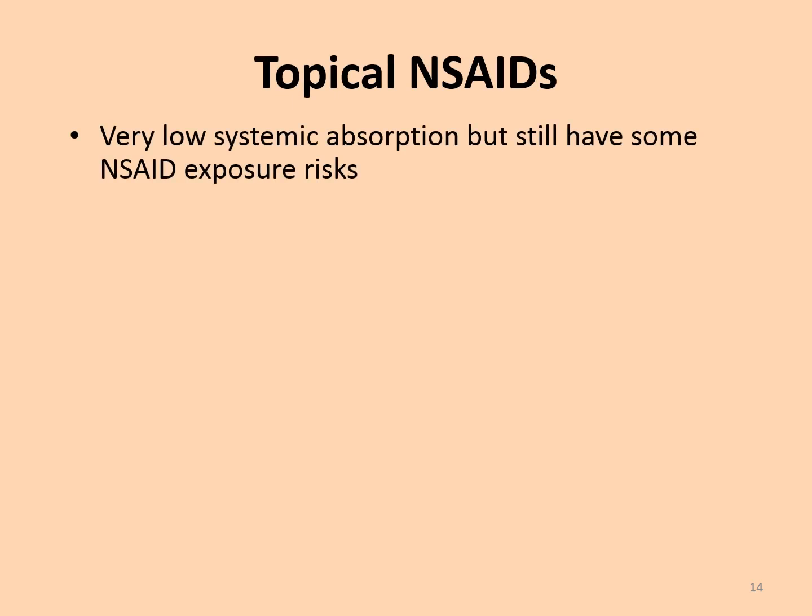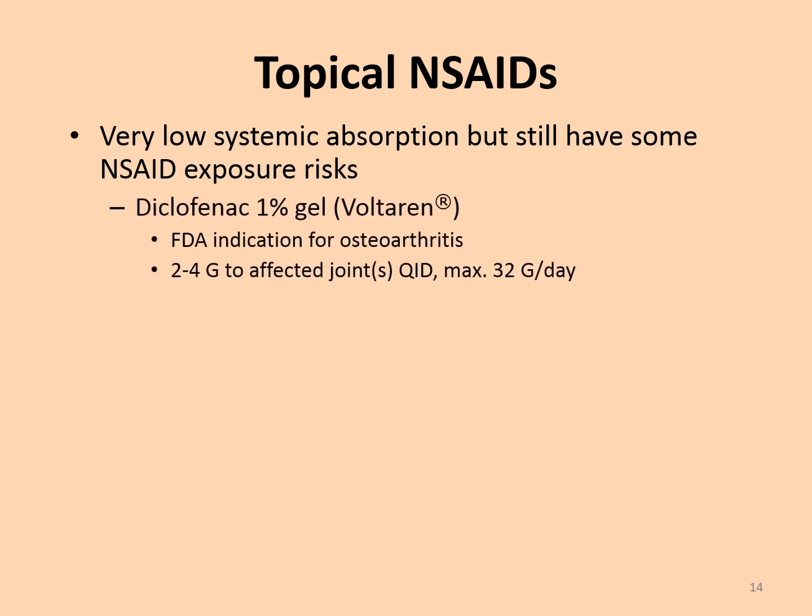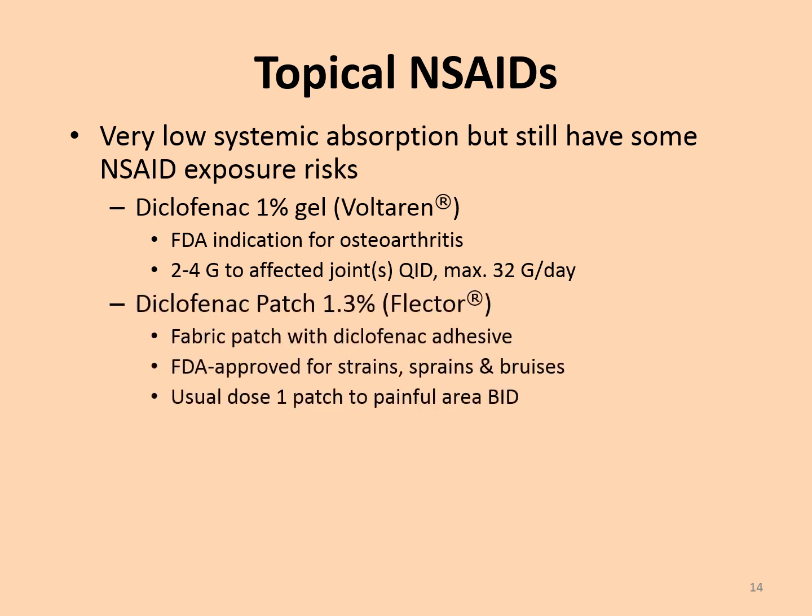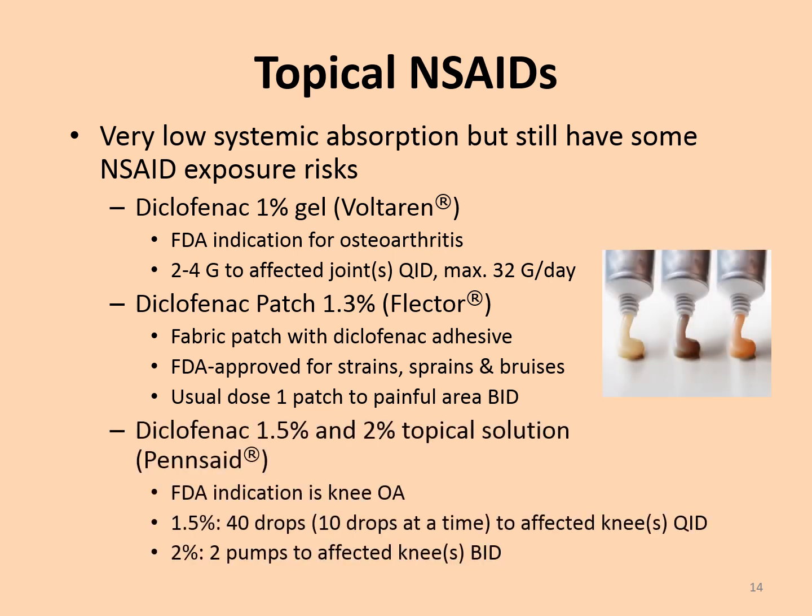Topical NSAIDs should be considered for many patients because they're very low systemic absorption. Several examples of diclofenac preparations are available, including gel, patch, and topical solution. The cost associated with all of these different formulations tend to be very high and require sometimes a prior authorization if the insurance covers it.